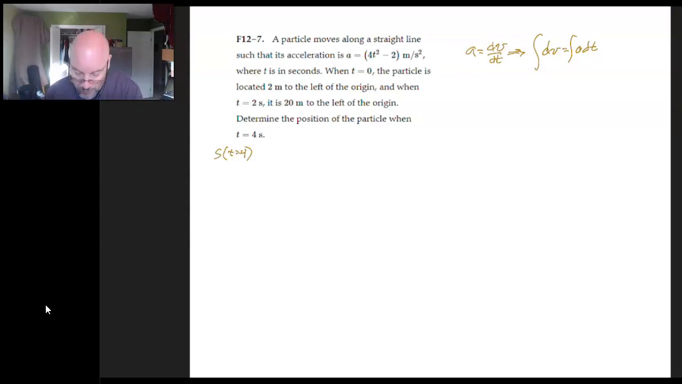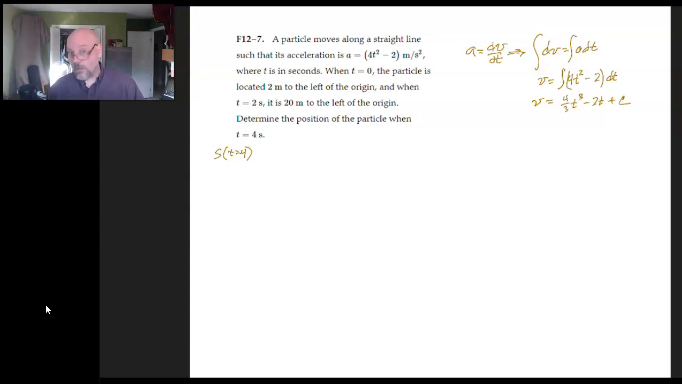So we're going to have V, and we're going to be integrating 4t squared minus 2 dt. And so that's going to become 4/3 t cubed minus 2t plus C. There we go.